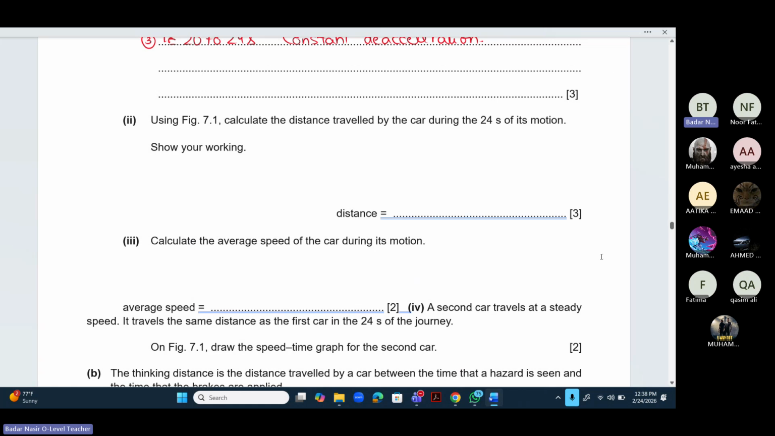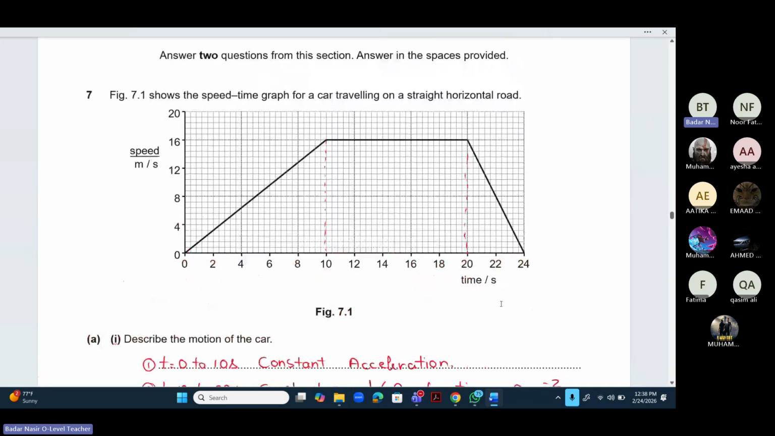Okay, so we have this shape. This is a trapezium. If I want to find the area of this trapezium, because in a speed-time graph the area under the graph gives us the distance. So the area under the graph will give us the value of distance and the gradient gives us its acceleration.